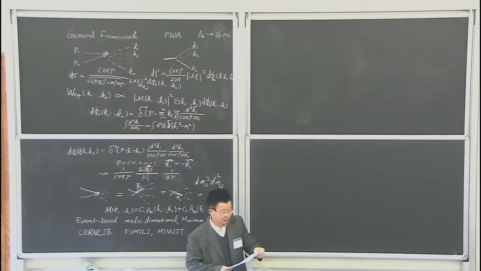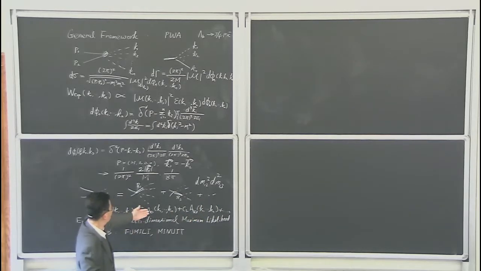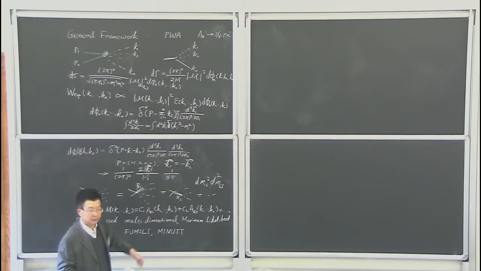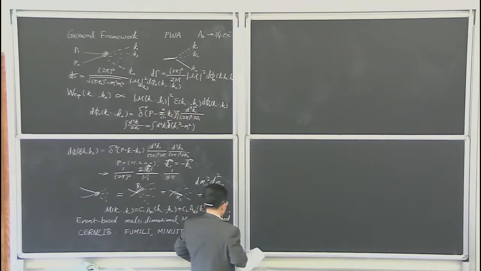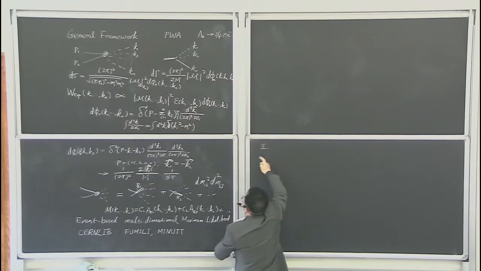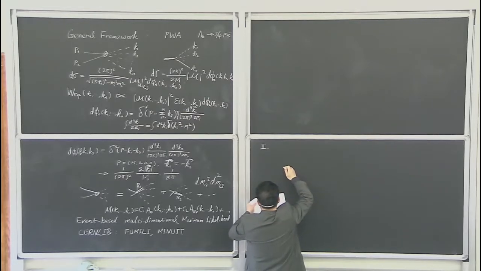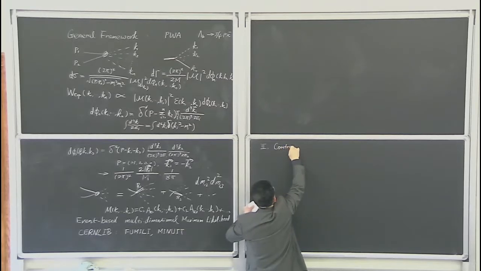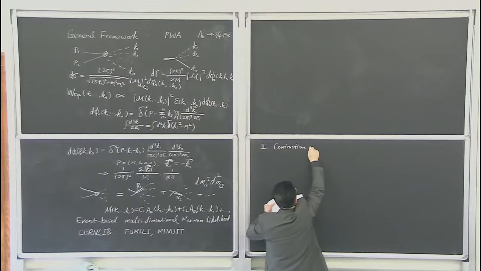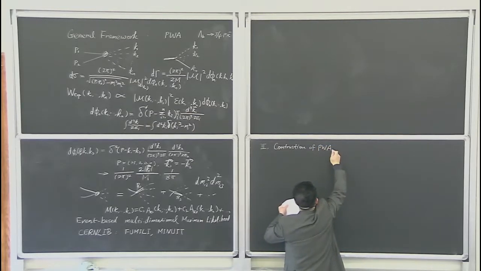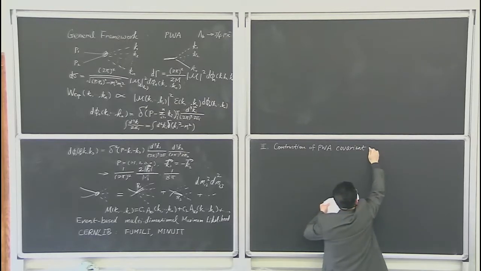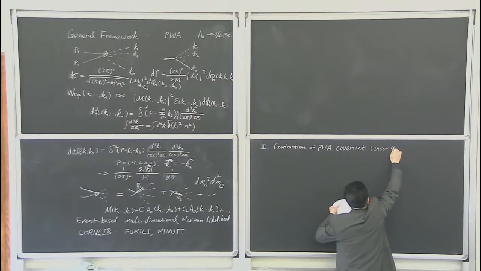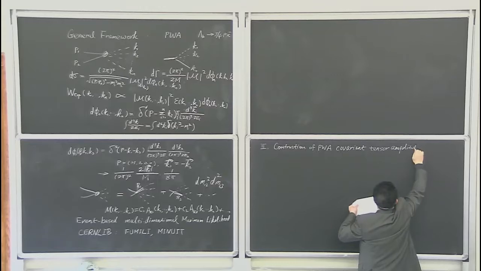So now the problem is the construction of the covariant tensor formalism. The problem is how to write all these amplitudes. That's the first part: the construction of PWA covariant tensor amplitudes.